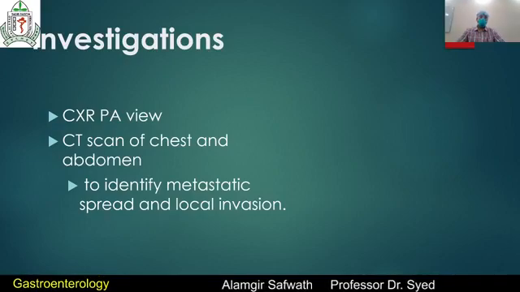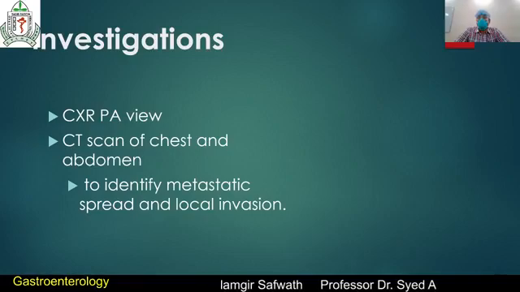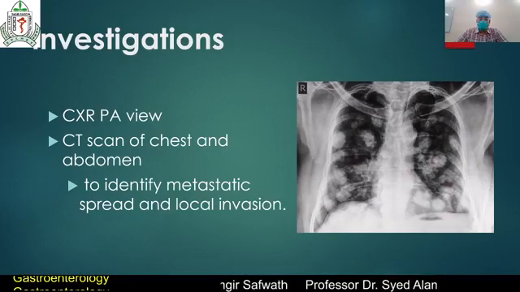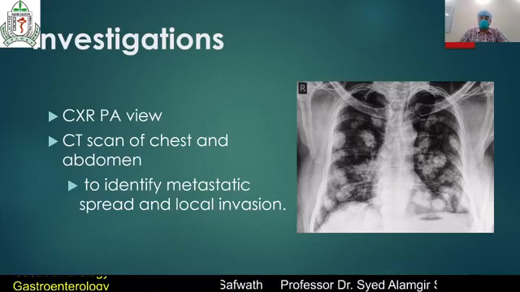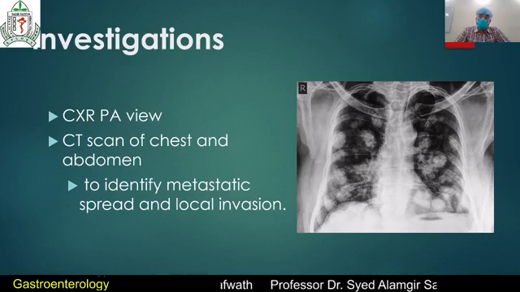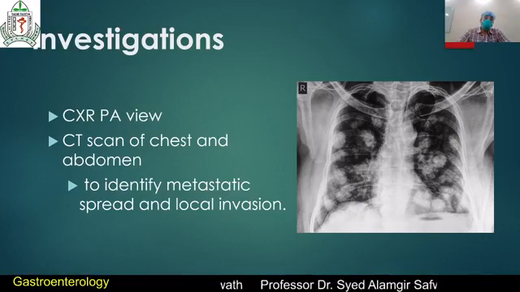Then we go for chest X-ray PA view. Why chest X-ray PA view? Because we want to exclude any secondaries in the lung. If there is carcinoma esophagus, there might be some metastasis to the lung. So we want to exclude secondaries in the lung, as well as any mediastinal lesion compressing over the esophagus, thereby giving rise to dysphagia. So to exclude the mediastinal lesion and secondaries in the lung, we go for chest X-ray.